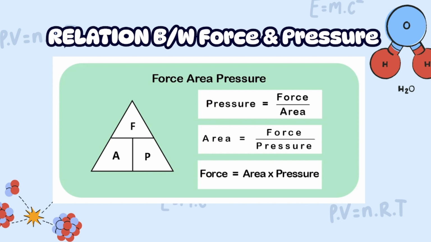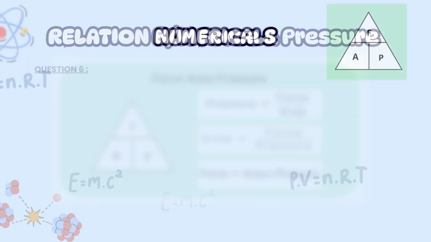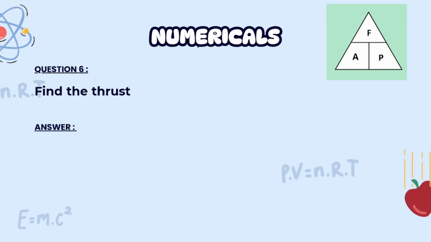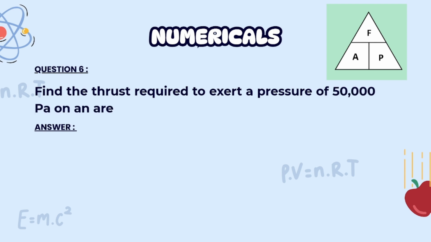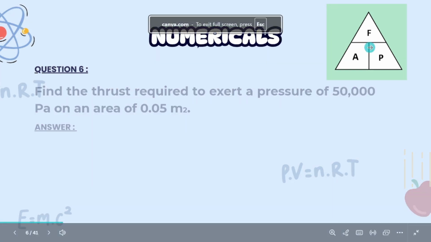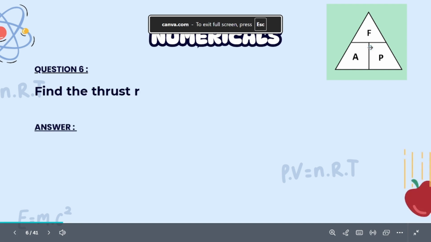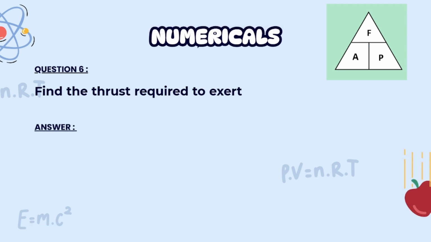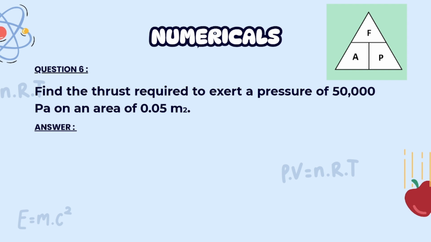So focus should be not just on solving but understanding. This is Selina textbook question number 6. Looks easy but there's a catch. Let's see, can you solve this question correctly or not? The question number 6 says, find the thrust required to exert a pressure of 50,000 Pascal on an area of 0.05 meters square.